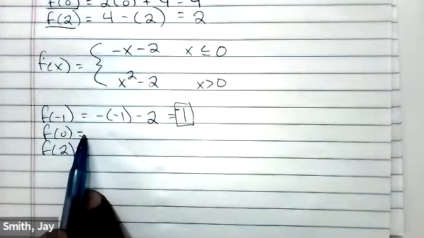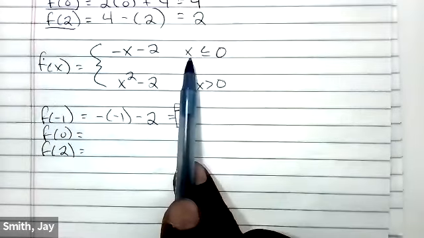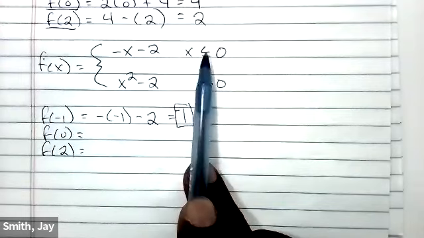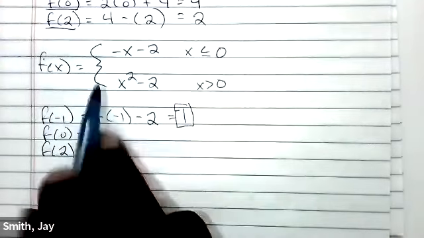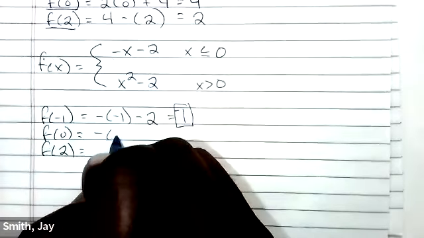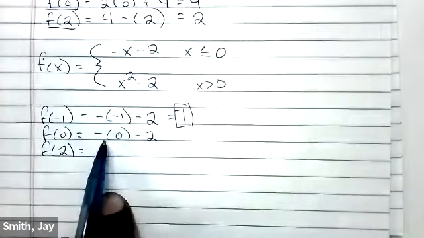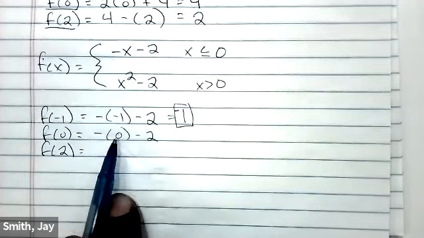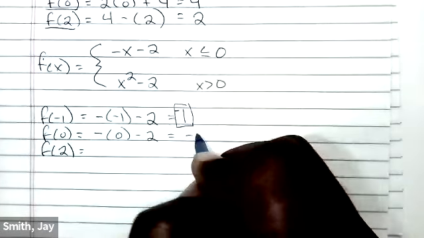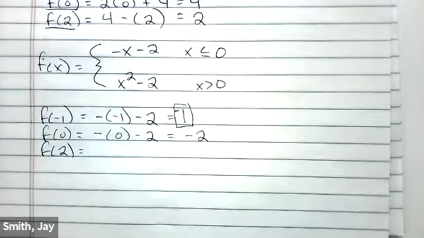F of 0. X is going to be 0 this time. That's my input. 0 is less than or equal to 0. True statement. So I'm going to use -x minus 2 again. It's going to be -x minus 2. -0 is 0. 0 minus 2, -2. So f of 0 is -2.